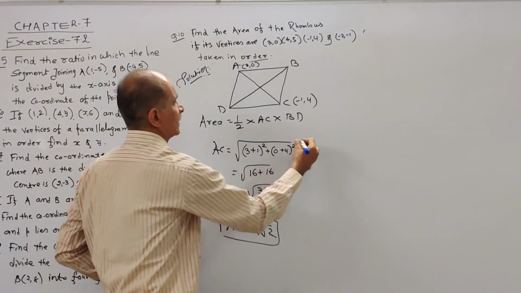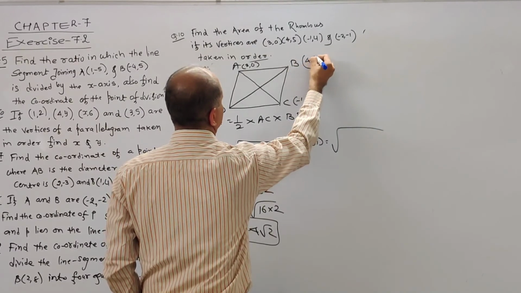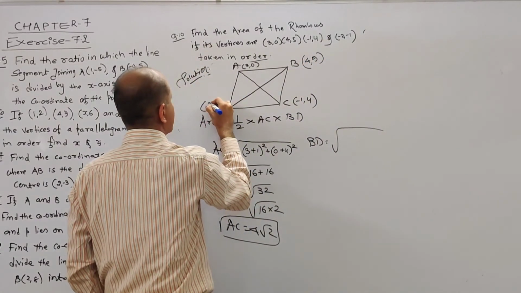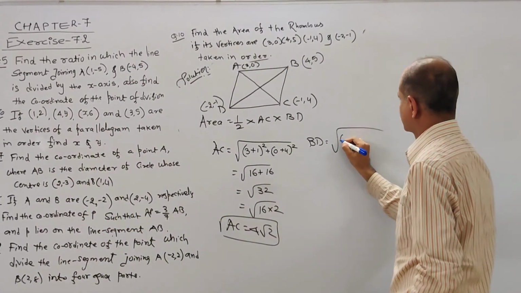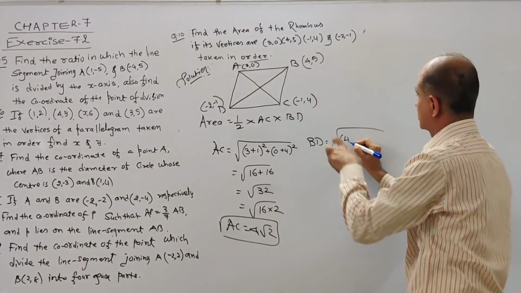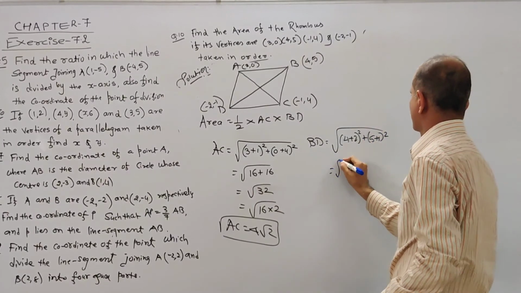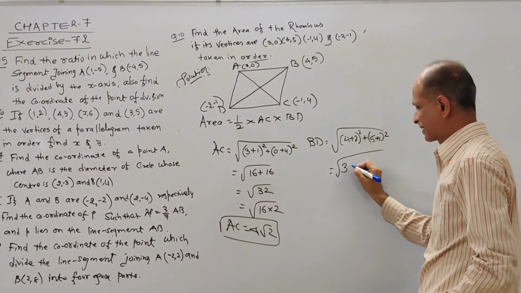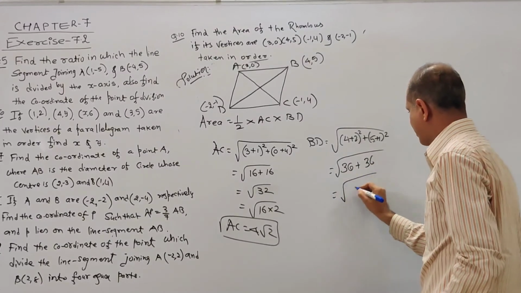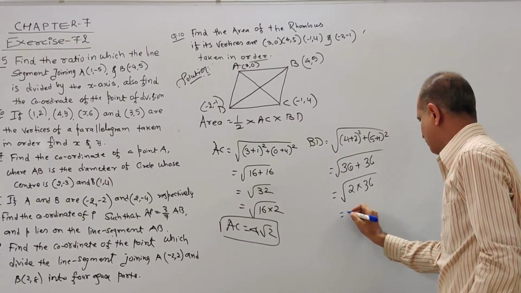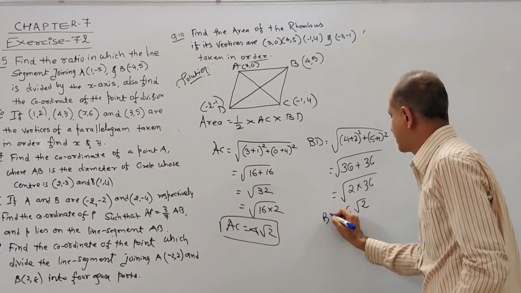Now let me find out BD. The coordinate of B is (4, 5). The coordinate of D is (minus 2, minus 1). So the value of BD is under root (4 plus 2) whole square plus (5 plus 1) whole square. So 6 whole square, 36 plus 6 whole square, 36. So you can write 2 into 36. So 6 under root 2, that is the value of BD.